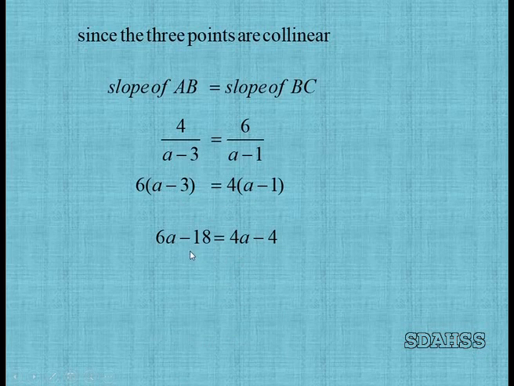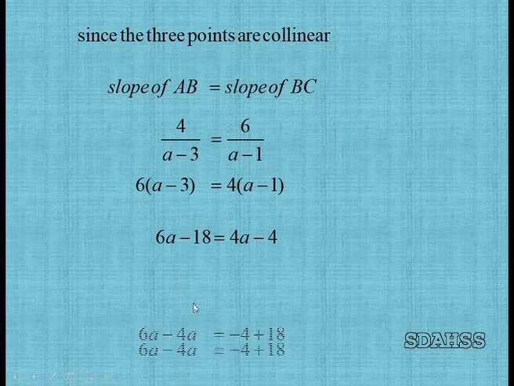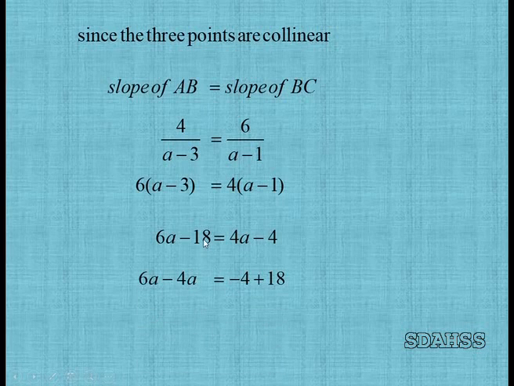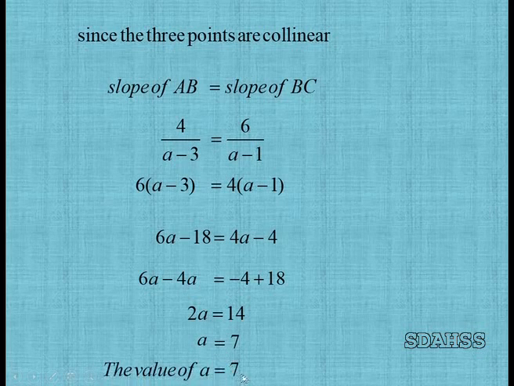Bring this 4a other side, it becomes negative. So 6a minus 4a is equal to, bring this minus 18 other side, it becomes positive. So minus 4 plus 18. Minus 4 plus 18 means 14. So 6a minus 4a means 2a. 2a is equal to 14. So a is equal to 7. So the value of a is equal to 7.